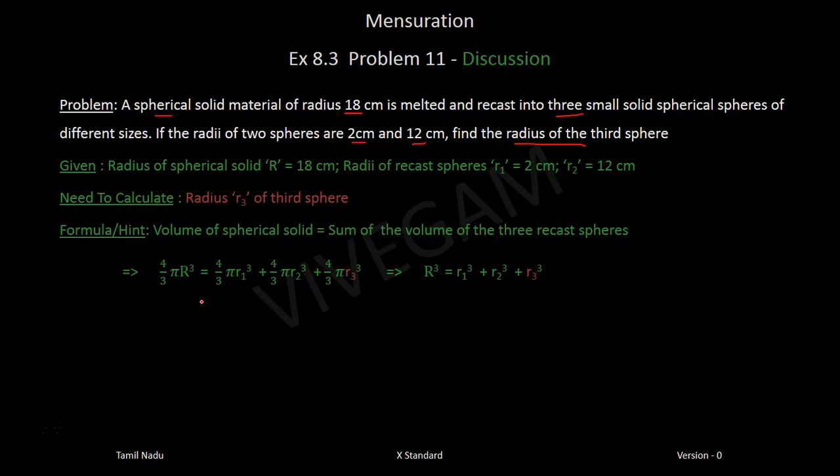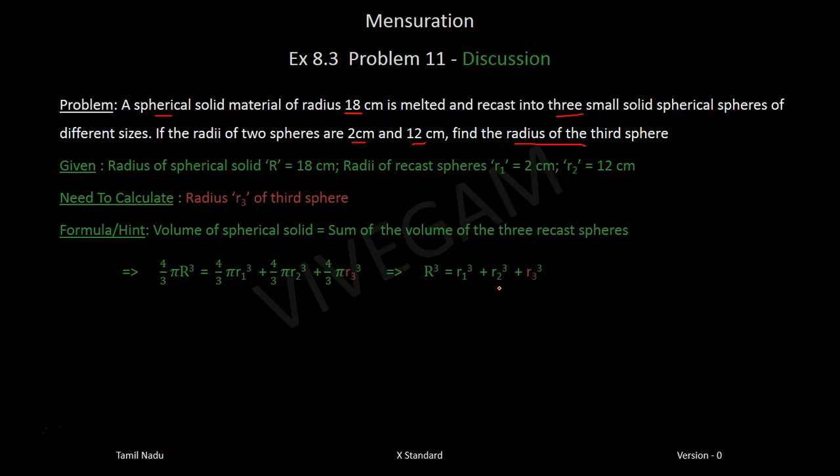Now, 4 by 3 can be cancelled throughout. Once you cancel, you get R cubed equal to R1 cubed plus R2 cubed plus R3 cubed. In this equation, everything is known except R3, which is the radius of the third sphere. So it can be easily calculated by substituting the values of capital R, R1 and R2.